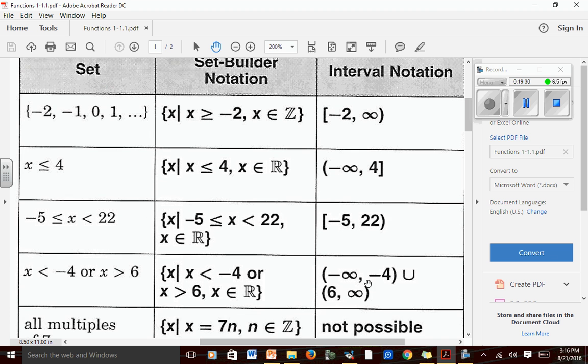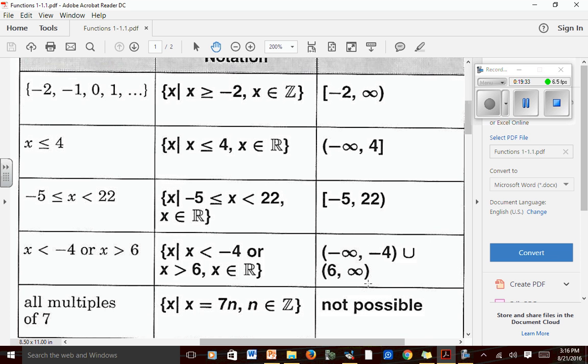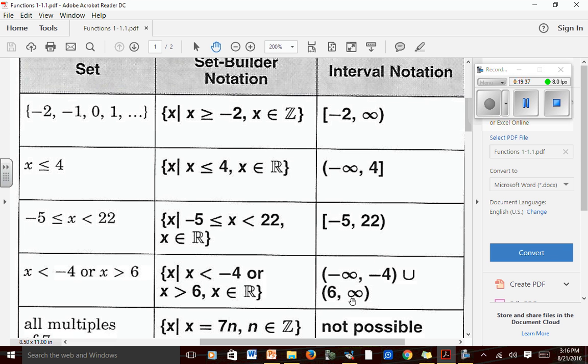All the other ones you can write in both ways, and I would think that most of the time interval notation is just shorter and sweeter. You don't have to put the sets and all those kinds of things, so it's kind of nice if you can put it in that format. Okay, that's it as far as notes go and the lecture stuff.